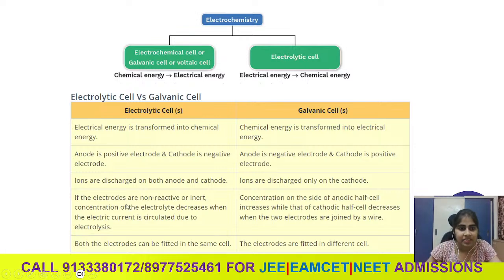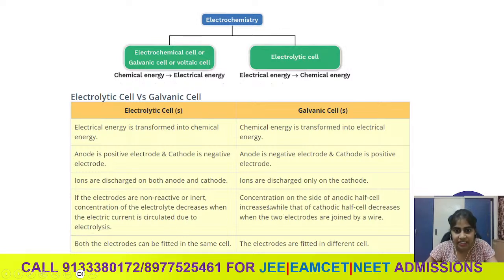And next, if the electrodes are non-reactive or inert, the concentration of the electrolyte decreases when the electric current is circulated due to electrolysis. It means if the electrodes are non-reactive, they do not participate in the reaction. What happens? The concentration of the electrolyte, the solution which we are taking in the cell, decreases when the electricity is passed through it.